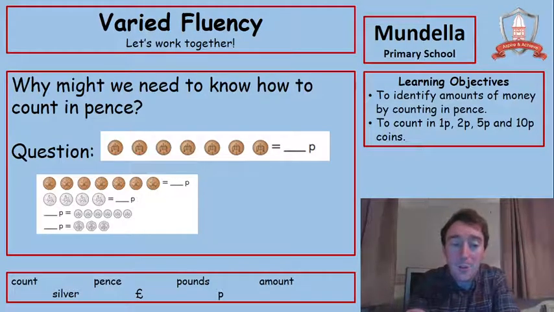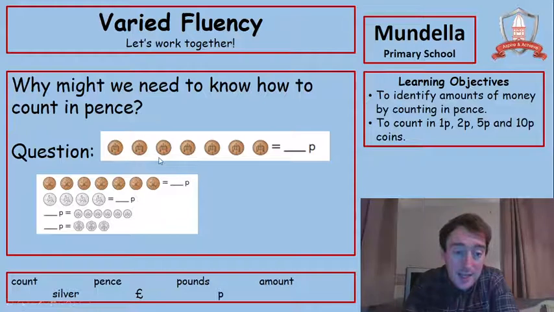Right, so we've got a couple of questions here. We're going to work together to do them. So on the screen, we can see a lot of 1p coins. Let's count them together and then put our answer in here, okay? You don't need to do this, it's just one for me, right? So we're going to go 1, 2, 3, 4, you can count with me, 5, 6, 7p. So here I would write 7p, and that of course is a symbol for pennies.